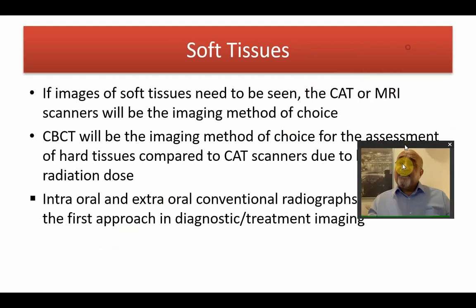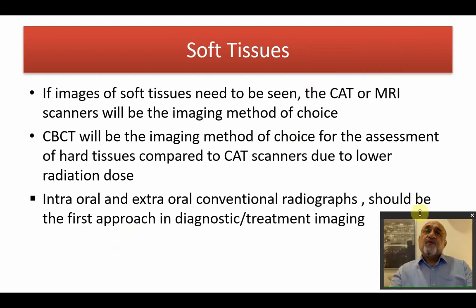Soft tissues, unfortunately: when you're trying to have an idea about the soft tissues, CBCT machines are not your game. If images of soft tissues need to be seen, then you have two options. Either you refer a patient to a CAT scanner, that is computerized axial tomography, or to MRI, MRI being the gold standard. CBCT will be the imaging method of choice for assessing hard tissues.